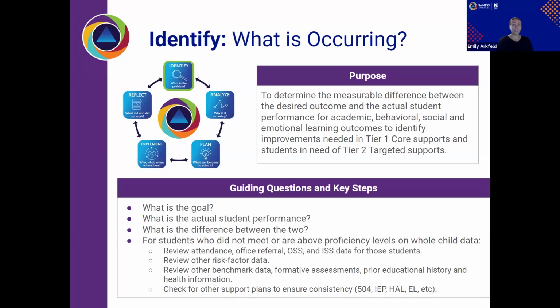And then for students who did not meet or are above proficiency levels on whole child data, we want to make sure we're reviewing attendance, office referral, out of school suspension, and in-school suspension data for those students, any other risk factor data, review other benchmark data, including formative assessments, and prior education history and health information, and check for any other support plans to ensure consistency.